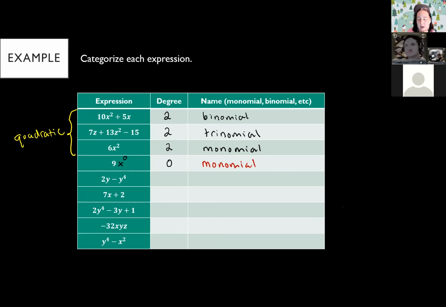Okay, 2y minus y to the 4th. That is degree 4. I want you guys to tell me what is the special name for this one. So give me the other side. Binomial? Say that again? Is it a binomial? It is a binomial, yes. So there are 2 terms. Okay, how about the next one? You guys can give me both.